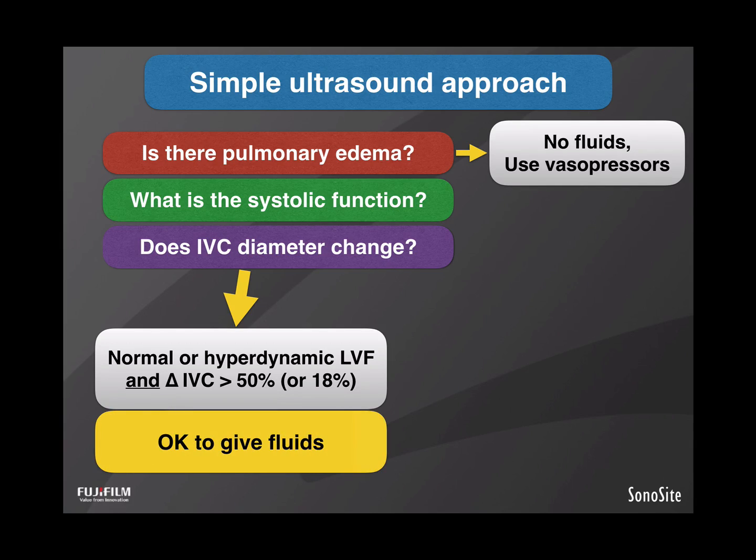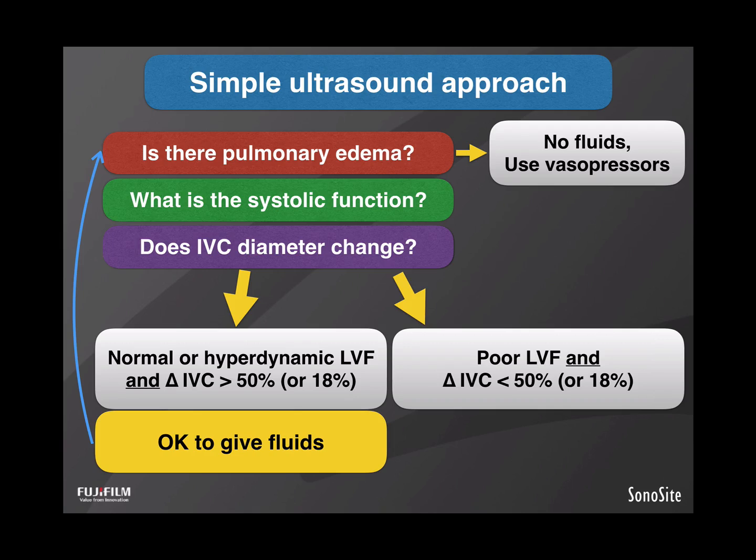And once we give about 1 or 2 liters, we want to recheck this again. Now, if there is poor LV function and the IVC has less than 50% or 18% respiratory variability diameter change, then you want to go straight to vasopressors.